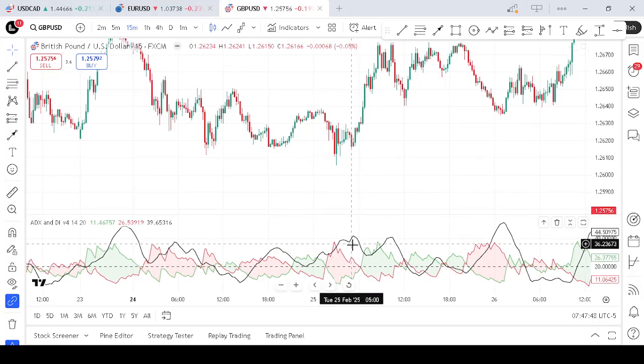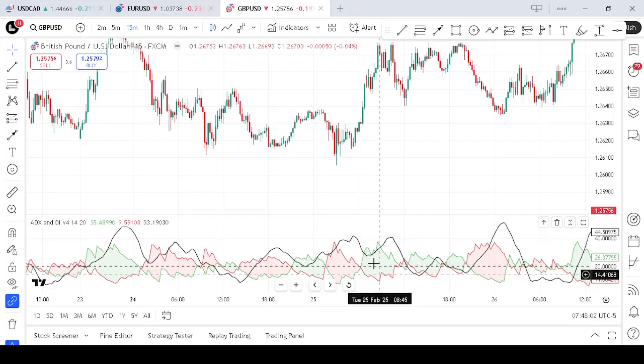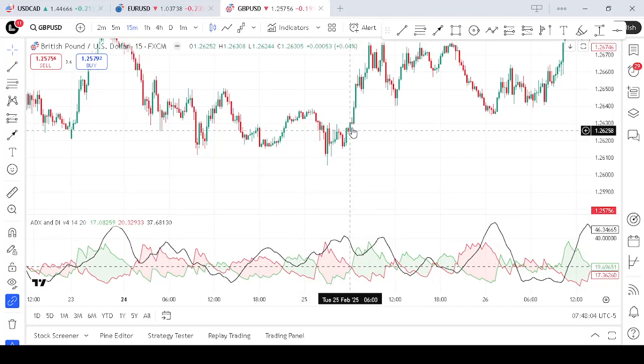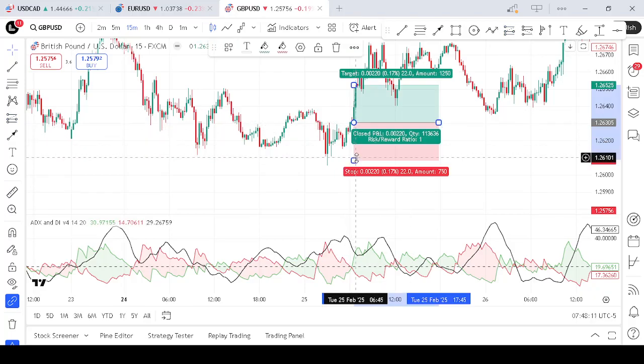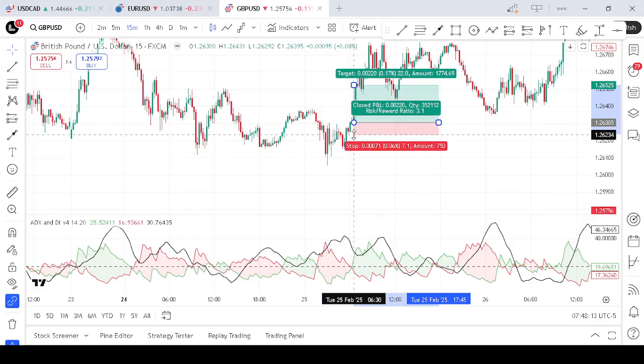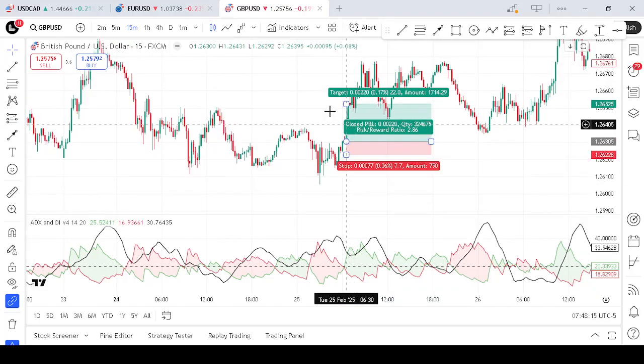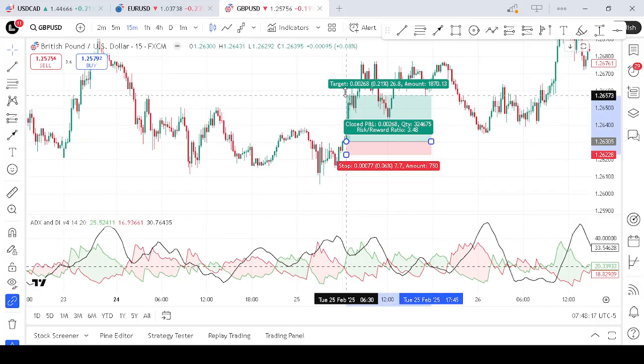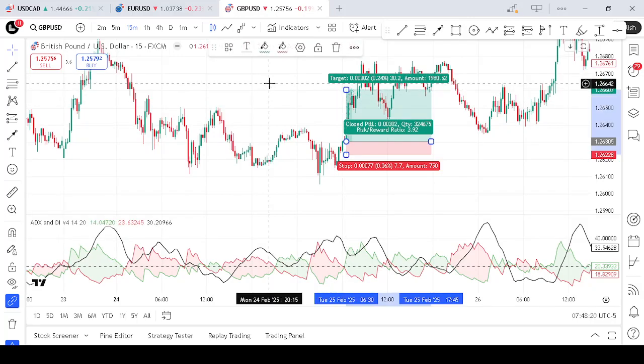At this area in the market, the ADX line is above 25, and we notice that our positive DI line is above our negative DI line, meaning it's an opportunity to enter the market, and we'll enter after our confirmation candle. We put our stop loss just below the candle, and we aim for 1:2 or 1:3, as the case may be.